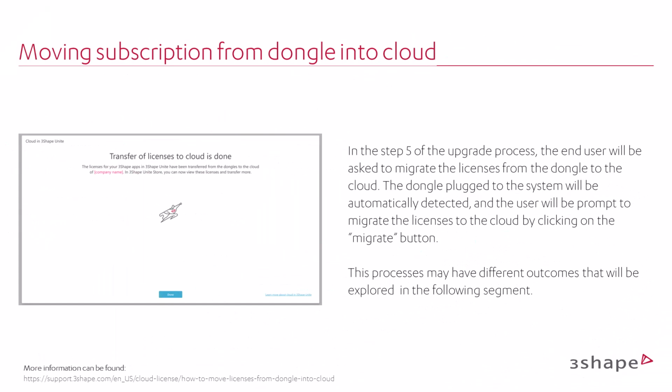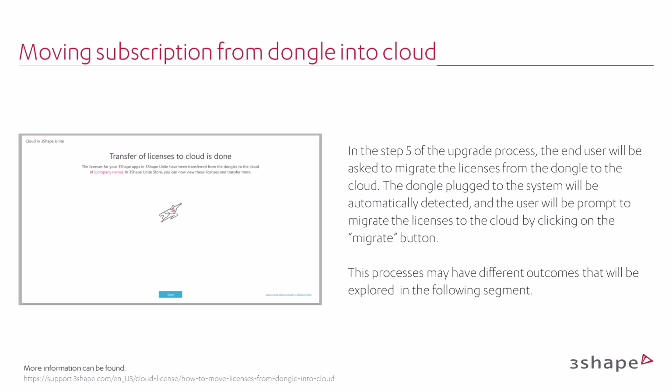In Step 5 of the upgrade process, the end user will be prompted to migrate licenses from the dongle to the cloud. The dongle connected to the system will be automatically detected, and the user will be prompted to migrate the licenses to the cloud by clicking on the Migrate button. This process may have various outcomes, which will be explored in the following segment.